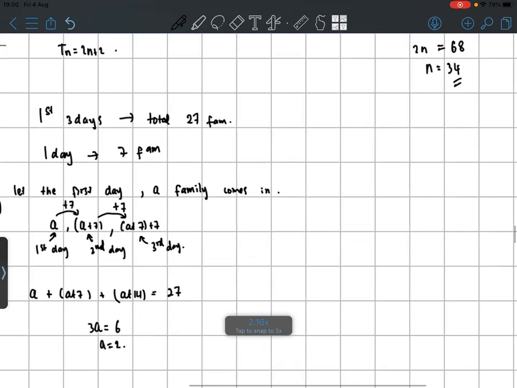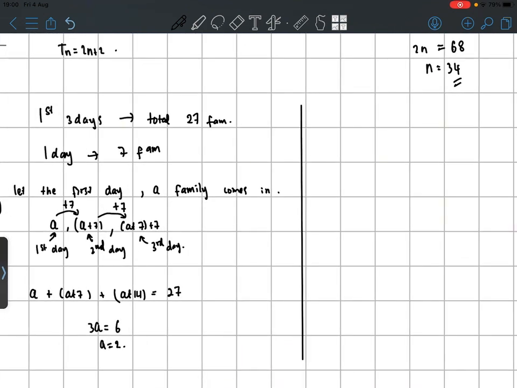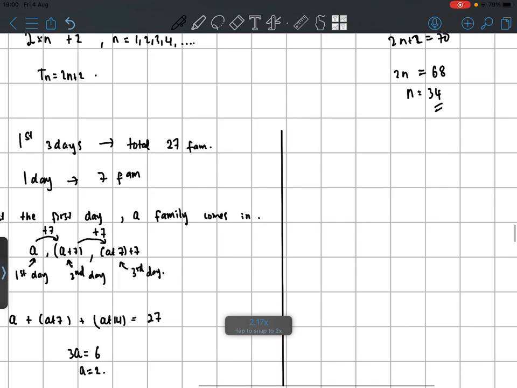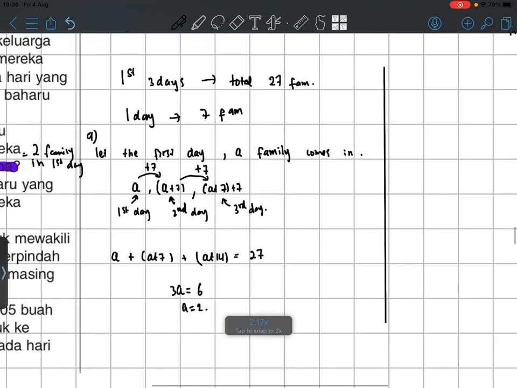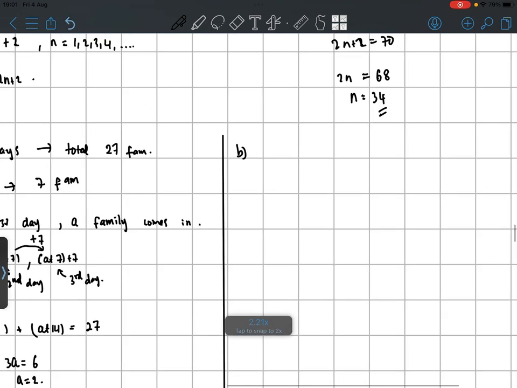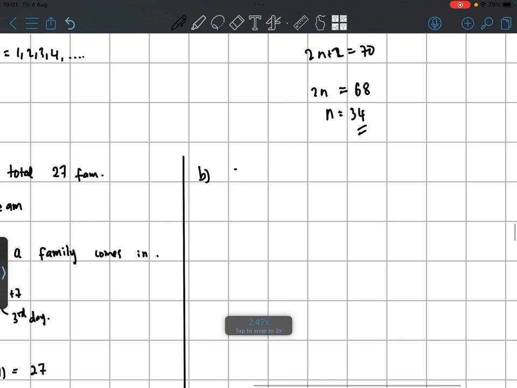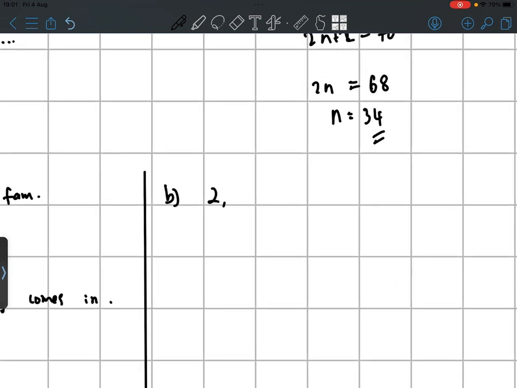Okay, so this is question A. So question B, we know that the first term is 2. Okay, the first term is 2, the second term is 2 plus 7, which is 9, then plus 7, which is 14, I believe, sorry, it's 16. Supposed to be 16, right? Then plus 7, 23, plus 7 is 30.